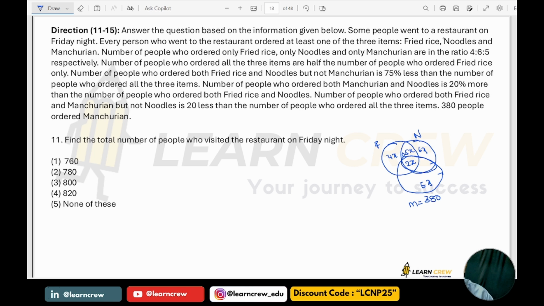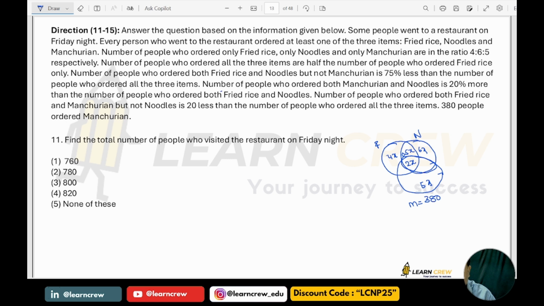So here some people went to the restaurant. Every person who went to the restaurant ordered at least one of the three items: fried rice, noodles and Manchurian. The number of people who ordered Manchurian, see here, this total is given as 380. Up to here it is fine.